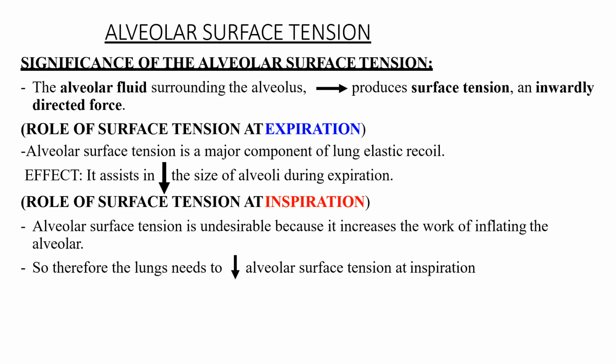So the role of surface tension at expiration: alveolar surface tension is a major component of lung elastic recoil. It assists in decreasing the size of alveoli during expiration. Role of surface tension at inspiration: alveolar surface tension is undesirable because it increases the work of inflating the alveoli. So therefore the lungs need to decrease alveolar surface tension at inspiration.